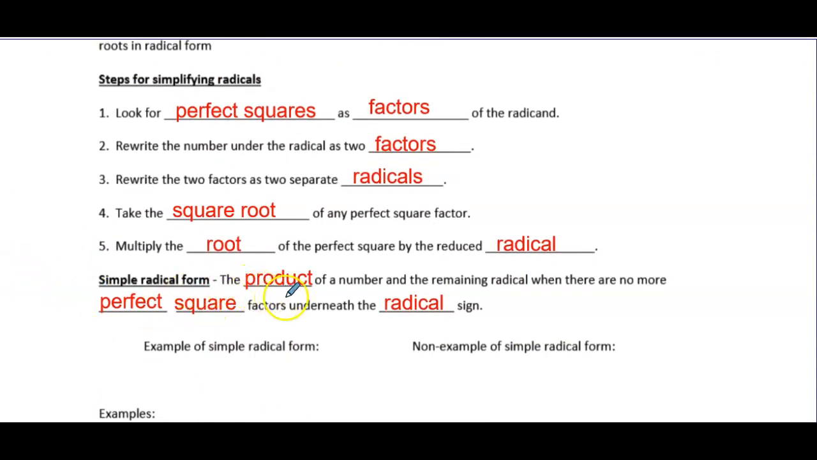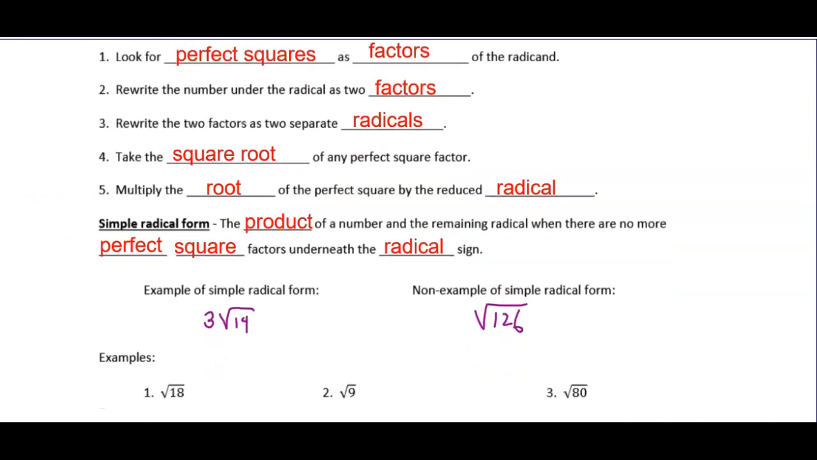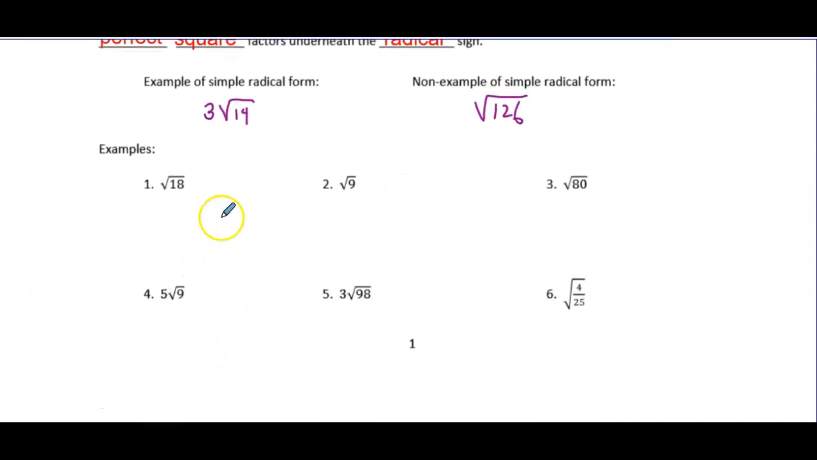So the simple radical form would be the product of a number and the remaining radical when there are no more perfect squares. So an example of simple radical form would be something like 3 root 14. A non-simple radical form would be something like this, root 126, because that can be split apart and simplified. All right, so let's do some examples here.